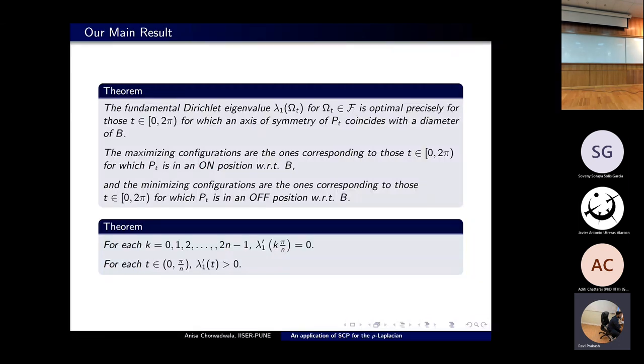The maximizing configurations are the ones corresponding to those t for which this Pt is in an on position with respect to B, and the minimizing configurations are the ones corresponding to those t for which the Pt is in an off position with respect to B. And so these kπ/n are the critical points, and as I told you, it was enough to study the behavior of λ1′ between 0 and π/n. There it is strictly positive.